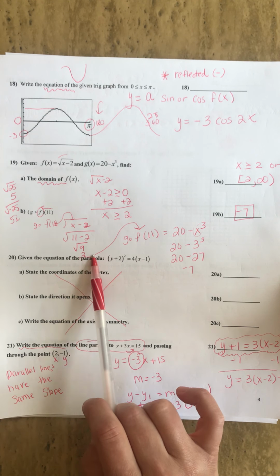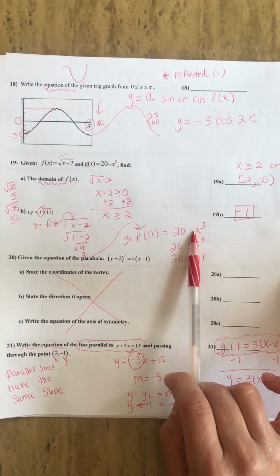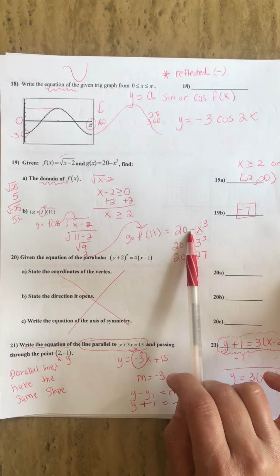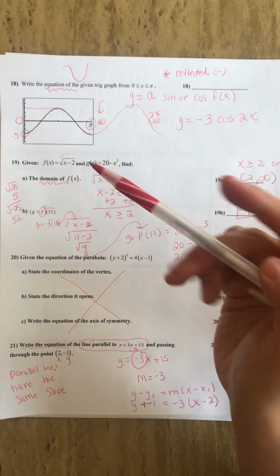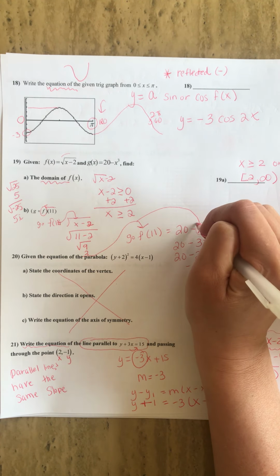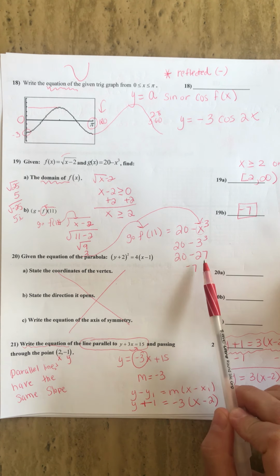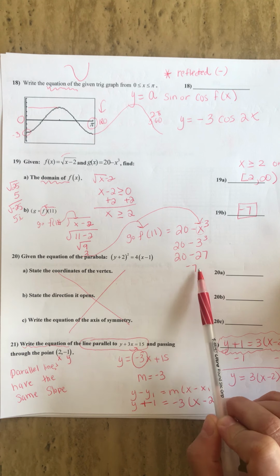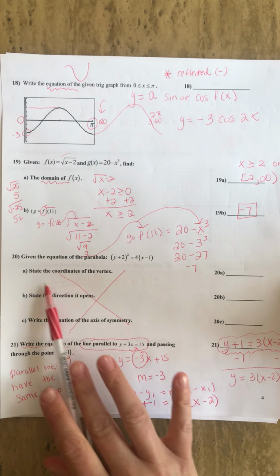You're going to take that 3 and compose it into the g function, which is 20 minus x to the third power. So you're going to take 3 and put it in for the x value. So we have 3 to the third, which is 27. 20 minus 27 gives me my -7 value. 20 you can cross out. We didn't get to that.